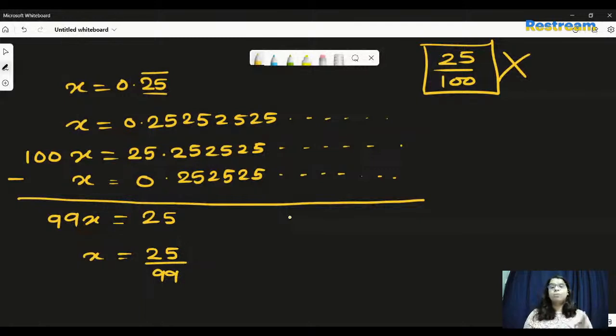Okay. So remember that decimal division and decimal multiplication is done the same way we do our normal division and multiplication. All you have to do is adjust the decimal points.